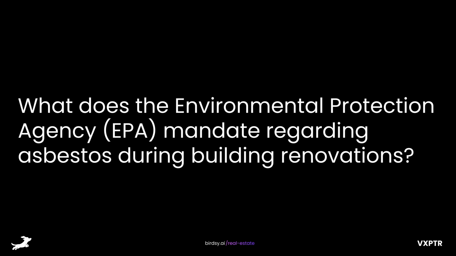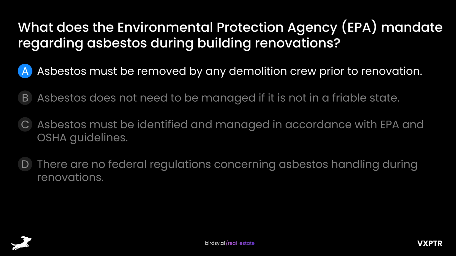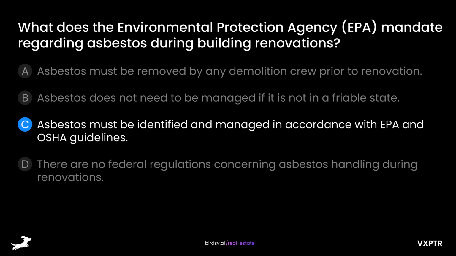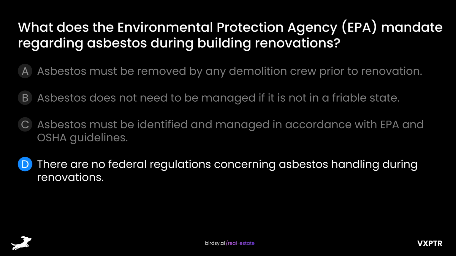What does the Environmental Protection Agency mandate regarding asbestos during building renovations? Is it A, asbestos must be removed by any demolition crew prior to renovation, B, asbestos does not need to be managed if it is not in a friable state, C, asbestos must be identified and managed in accordance with EPA and OSHA guidelines, or D, there are no federal regulations concerning asbestos handling during renovations?